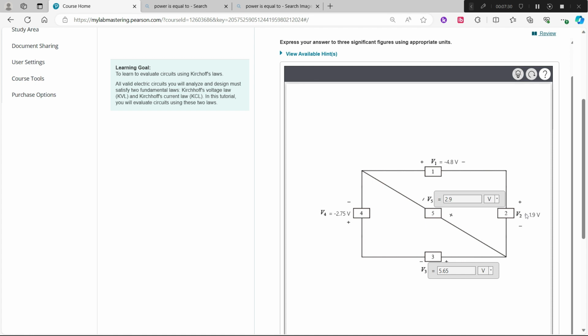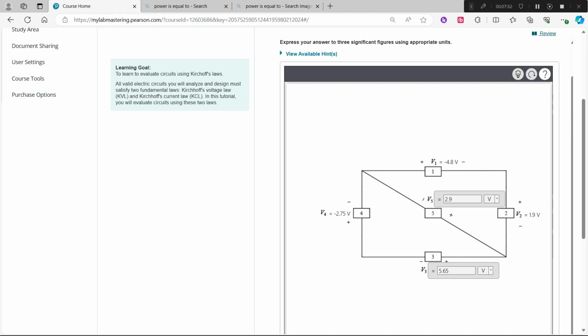Just writing all these numbers down real quick. V2 is equal to, oops, 9. This one is 2.75. So we're given the 3, we need to find the other ones.